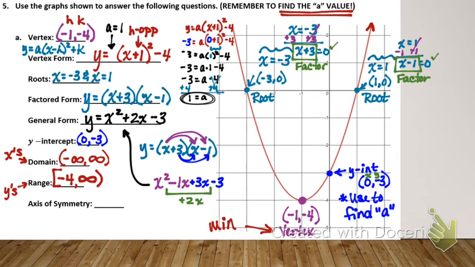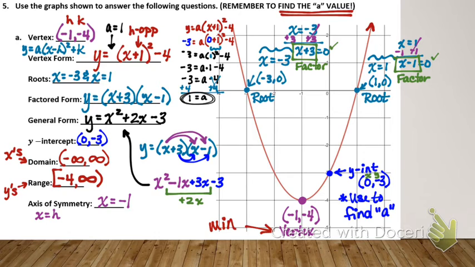Where's my axis of symmetry? Give me the whole equation here. X equals -1. It's always going to cut my parabola in half. So it's always going to be x equals whatever my h value is, so that I can cut that parabola right in half. Fantastic.